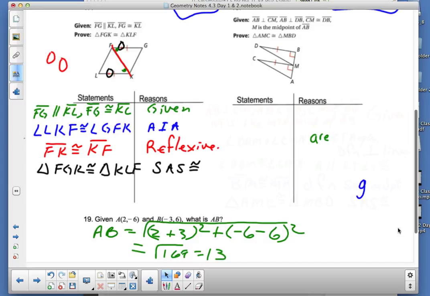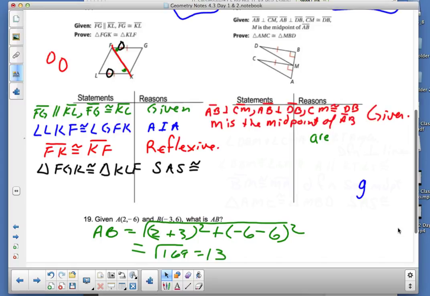So when I'm looking at this next one, number 18, I've given you, once again, perpendiculars. Segment AB is perpendicular to segment CM. Segment AB is also perpendicular to segment DB. So I've got these right triangles, right angles there. But I don't know the right angles right now. I just know I have two sets of segments that are perpendicular. And perpendicular lines make right angles.